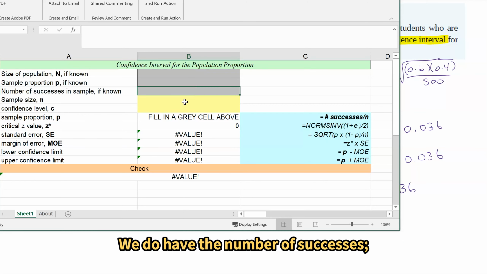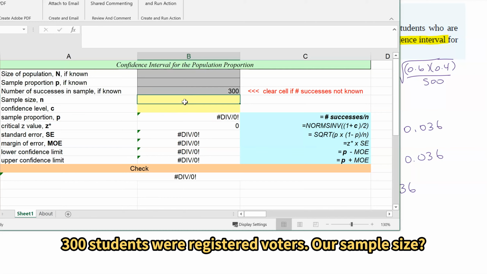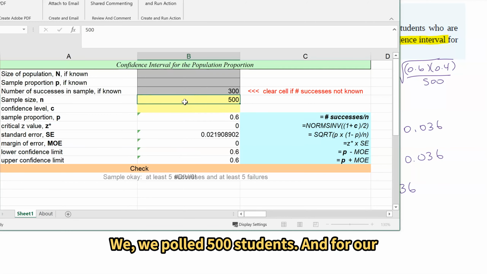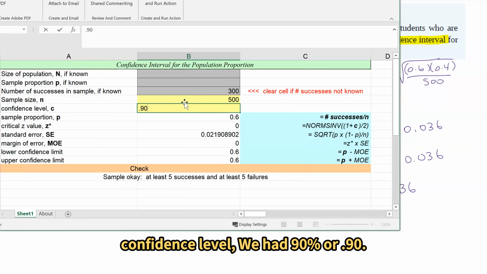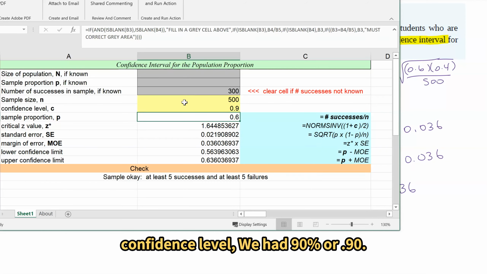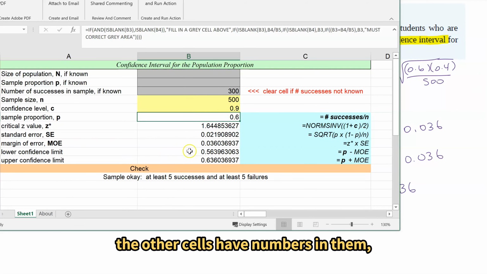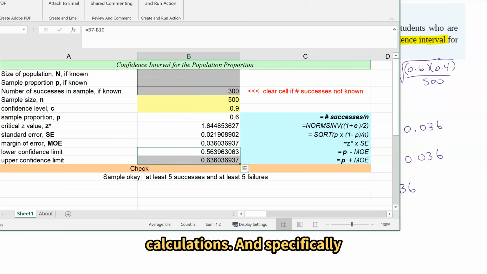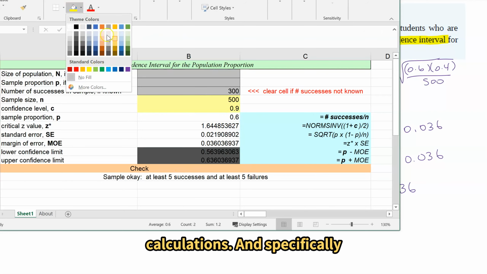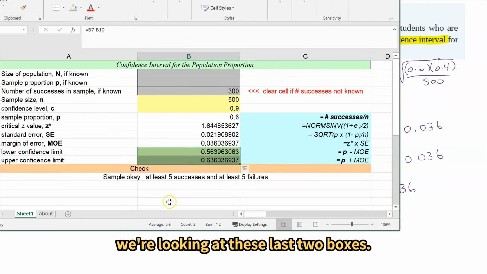We do have the number of successes. 300 students were registered voters. Our sample size, we polled 500 students. And for our confidence level, we had 90% or 0.90. Once we do that, notice that all of the other cells have numbers in them, calculations. And specifically, we were looking at these last two boxes.